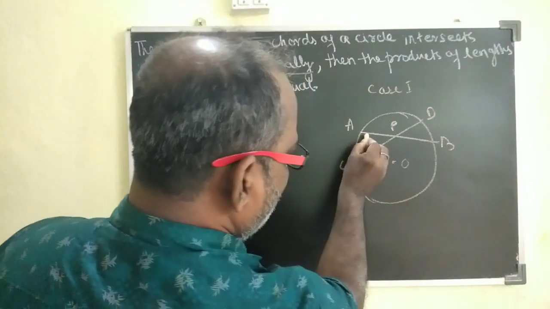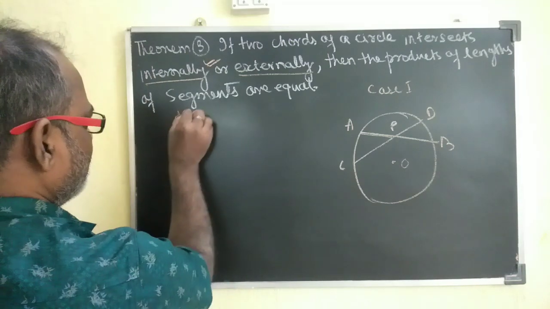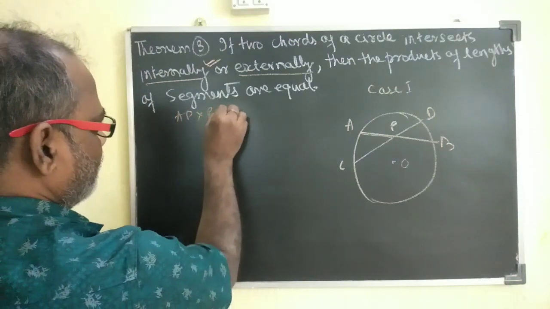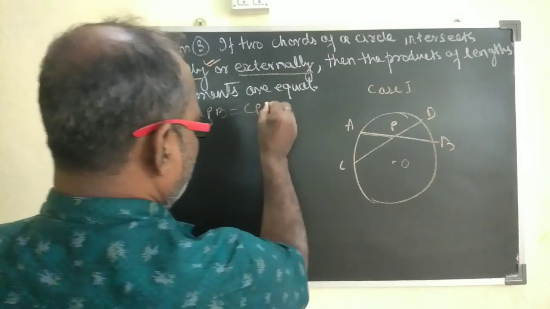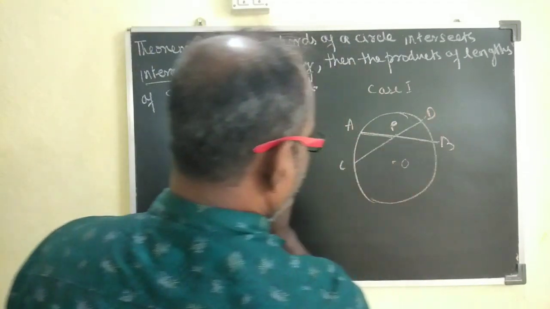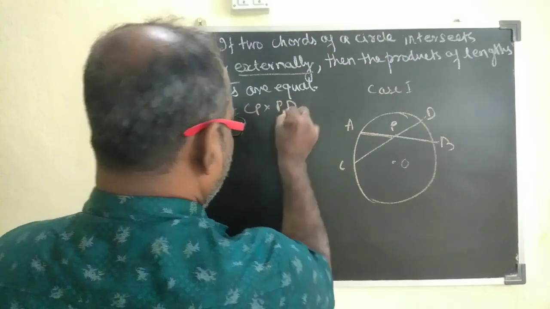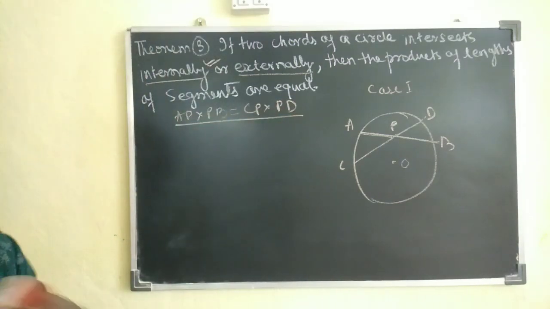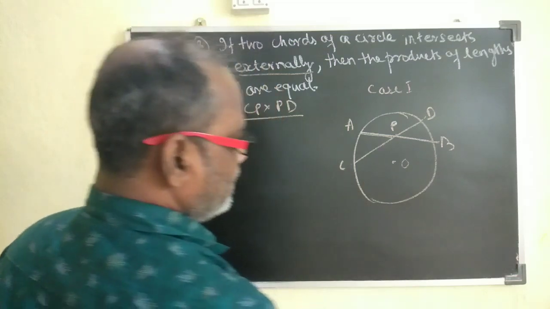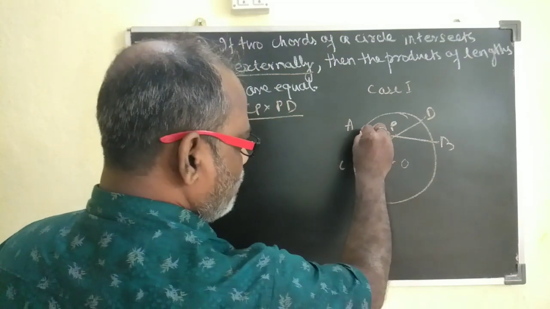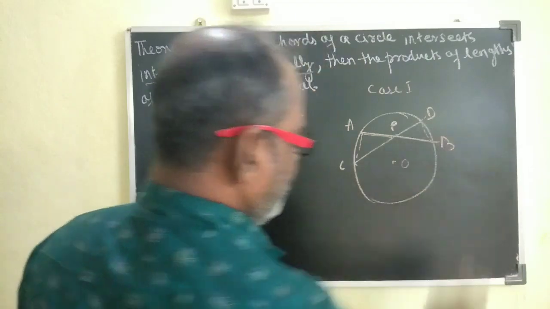That means we have to prove that AP into PB must be equal to CP into PD. You have to prove this. It is very easy. First, join AC and join BD.